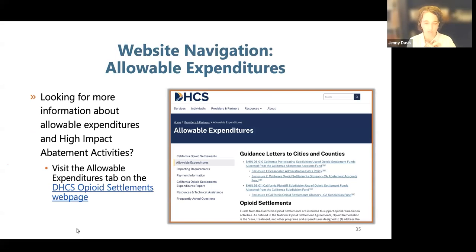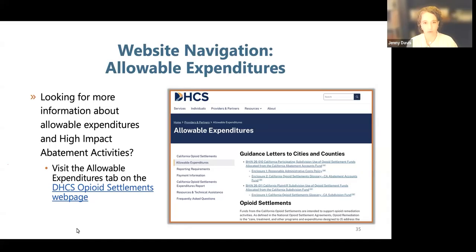Allowable expenditures. So we have a ton of resources on our webpage. If you are new, don't be overwhelmed by them. They are a wealth of knowledge that we have gained over the last 5-6 years of managing these funds. So please check out those resources.